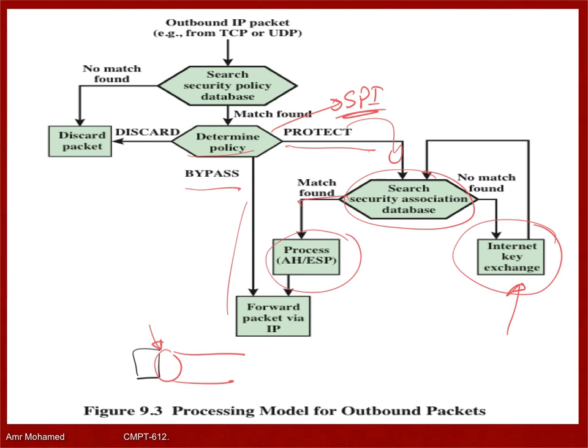So this includes user authentication and key distribution, which will go eventually to the security association to be stored in the security association database. So this is the algorithm for the outbound traffic, the traffic that is going into the tunnel.